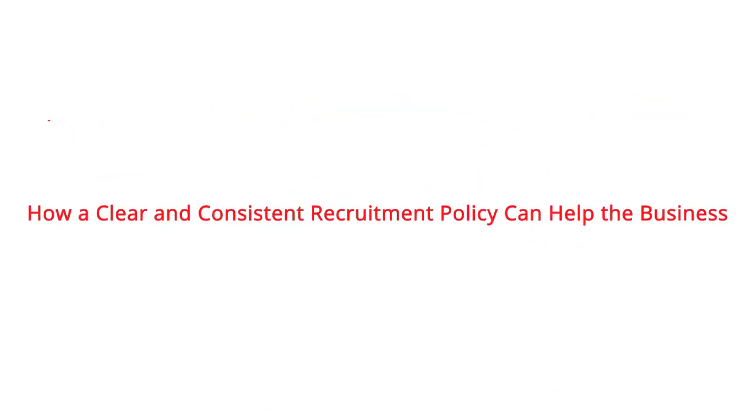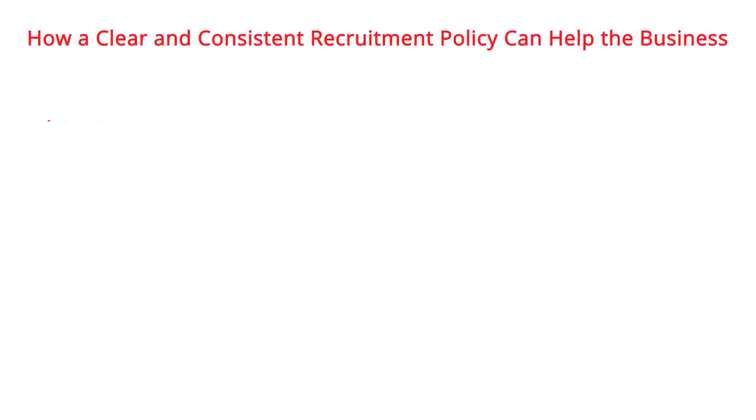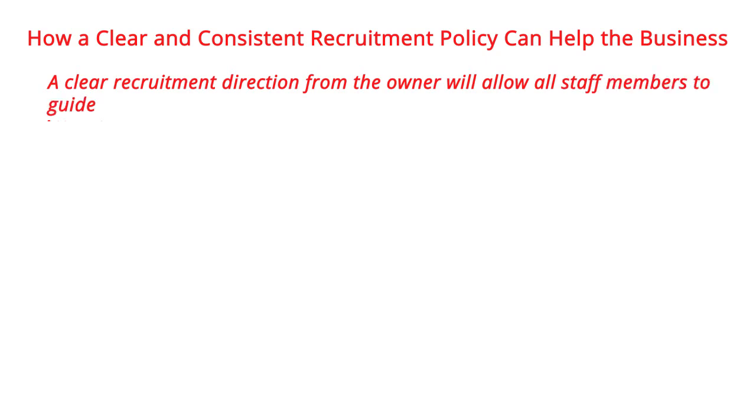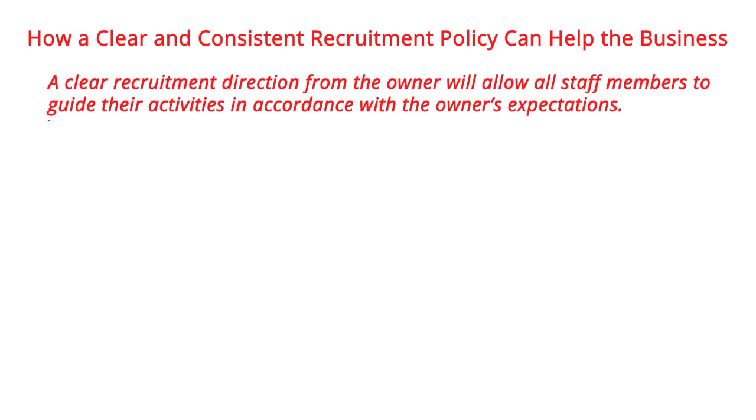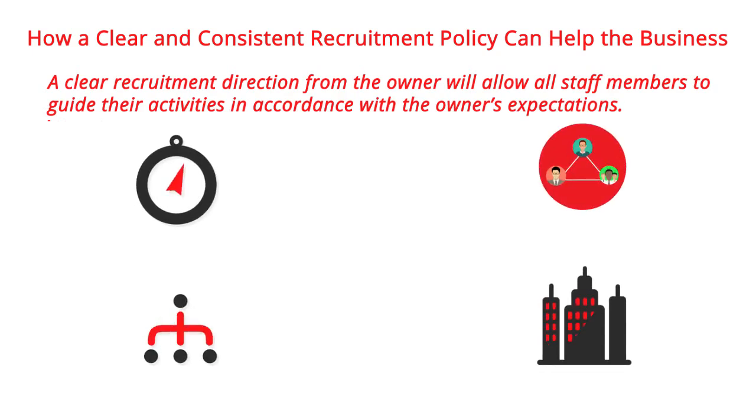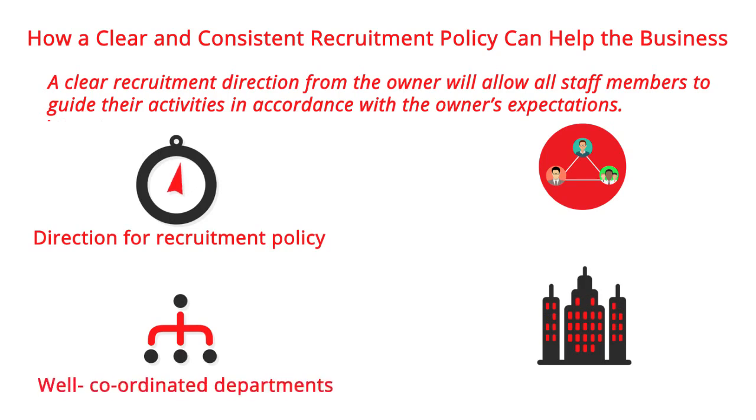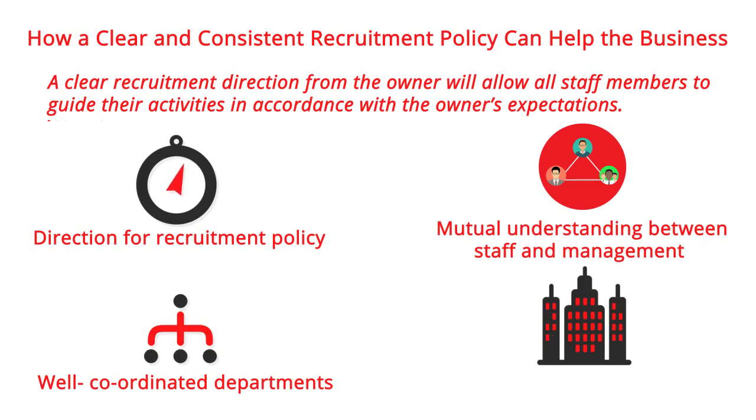Let's see how having a clear and consistent recruitment policy can help your business. A clear recruitment direction from the owner will allow all staff members to guide their activities in accordance with the owner's expectations. When we look at the slide, we can see that once the direction for the recruitment policy is there, this will help your departments to be well coordinated, which will in turn lead to a mutual understanding between the staff and the management, and ultimately it will promote your company's image. If the company's image is being clearly and consistently portrayed to candidates during the recruitment process, this will influence the candidate's loyalty and commitment to the company in the long run.